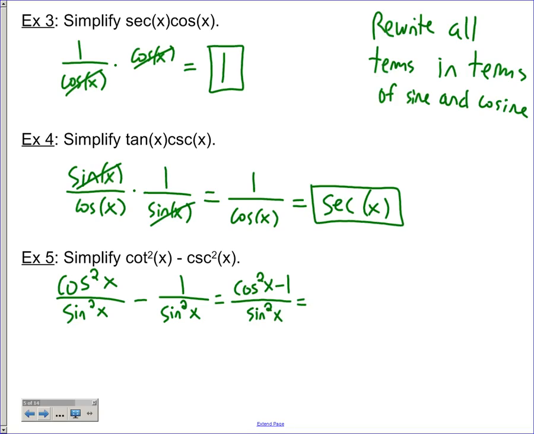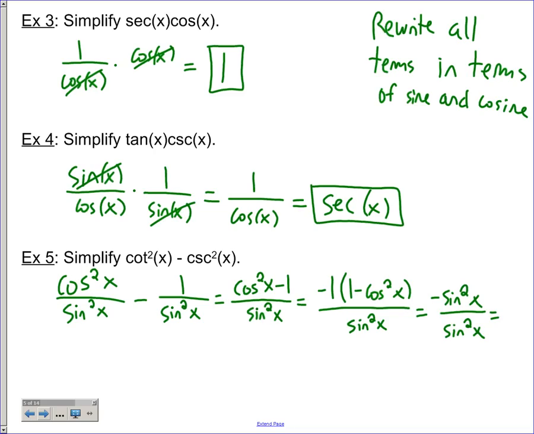And from example 2, I believe it was, we know that's negative 1 times 1 minus cosine squared x, still over sine squared x. And 1 minus cosine squared x by the Pythagorean identity tells us that's equal to sine squared x. We've got negative sine squared x over sine squared x, which is simply negative 1. Okay.